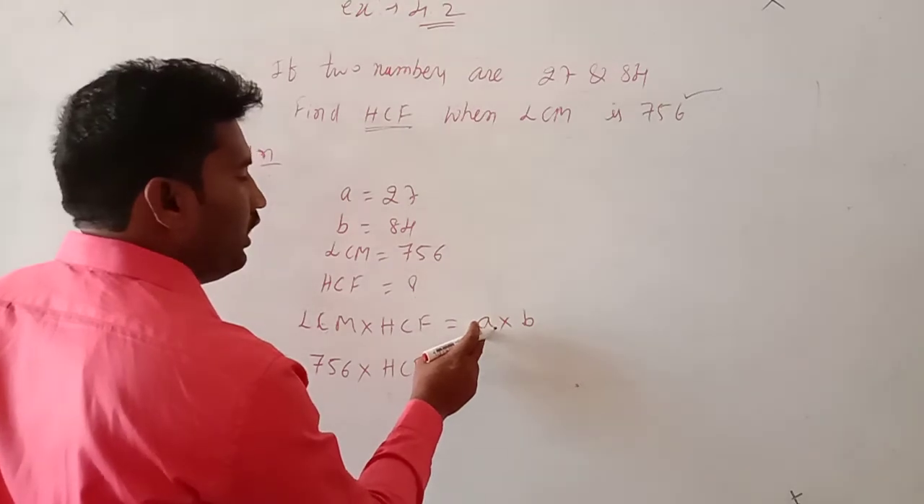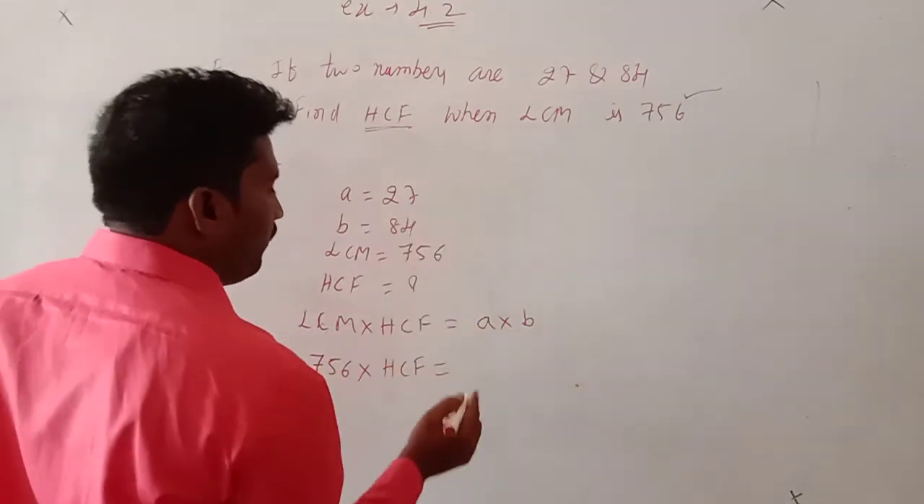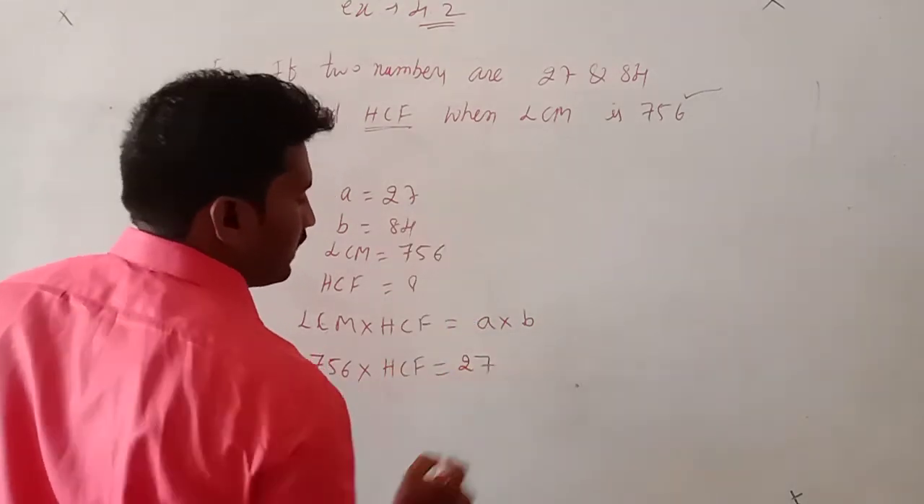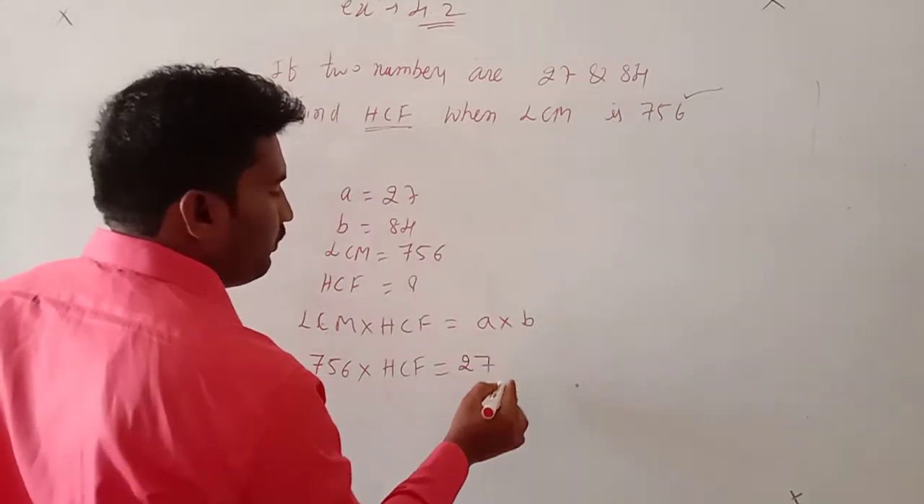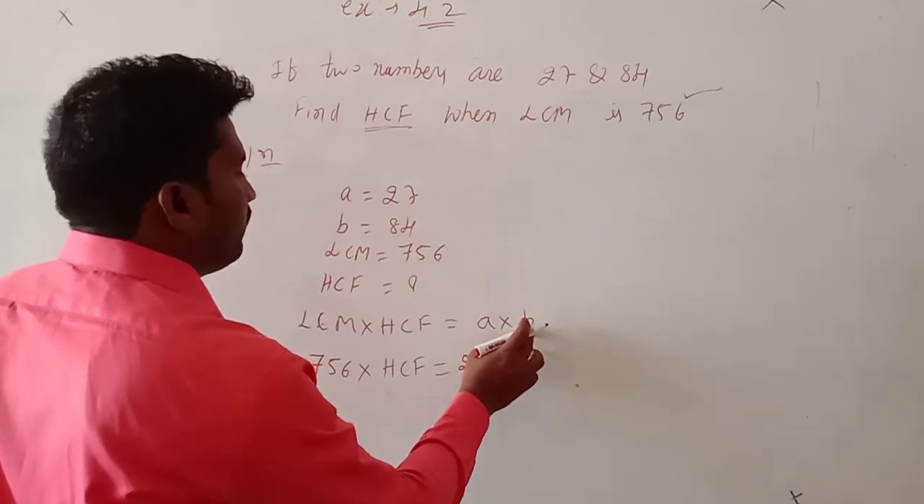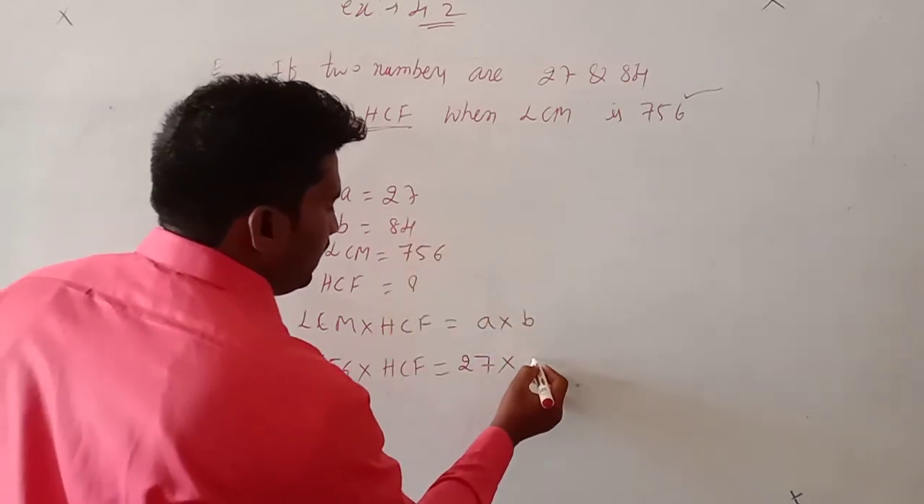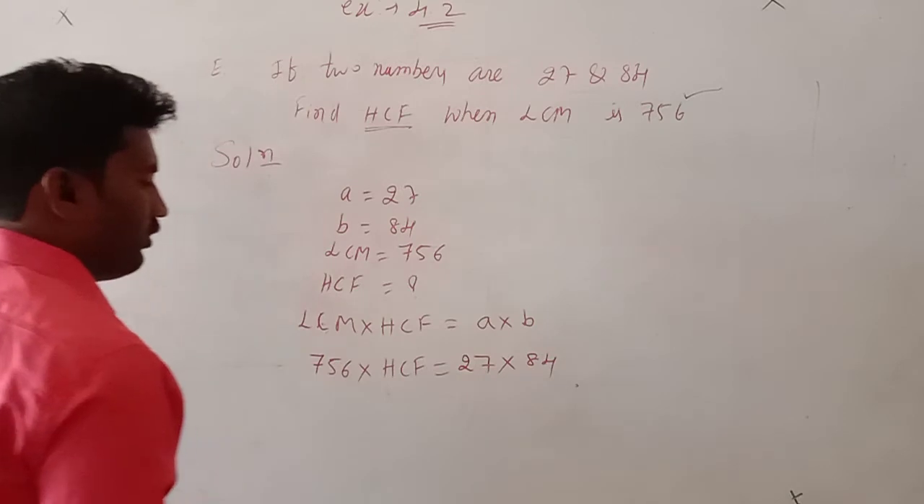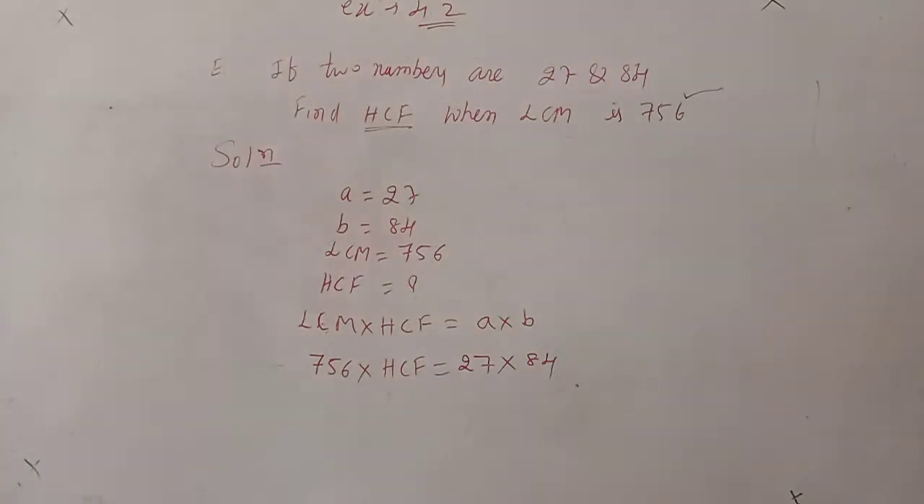Next, in the formula we are given A, so we put the value of A, which is 27. Next is the multiple sign, so we put the multiple sign. Then the value of B is given, which is 84. So what are we finding? We are finding the value of HCF.